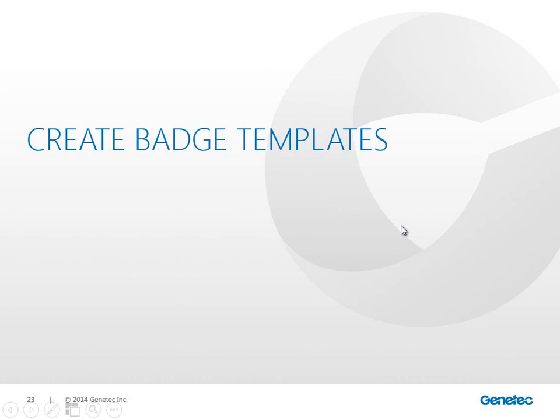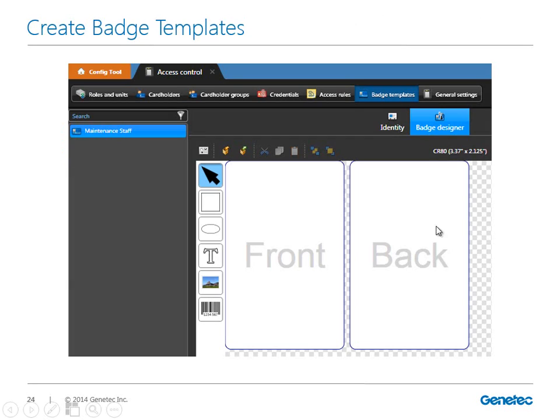Alright, the next step is to create some badge templates for use with our cardholders and credentials. It's easier to add them now so that we can select them while in the cardholder creation process. Now, we went over this in pretty good detail about a year ago in part 1 of the Access Control Configuration webinar, so I'll just touch on it briefly here.